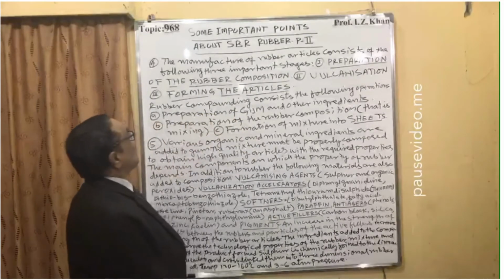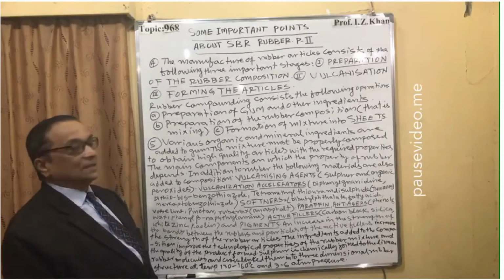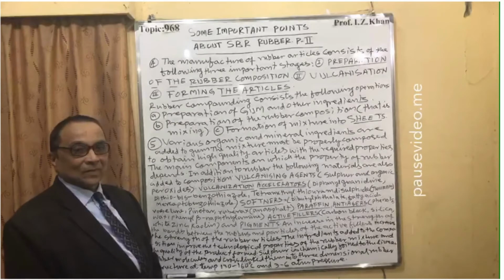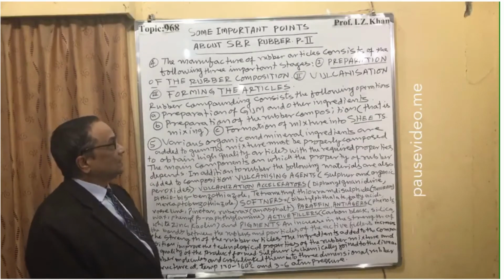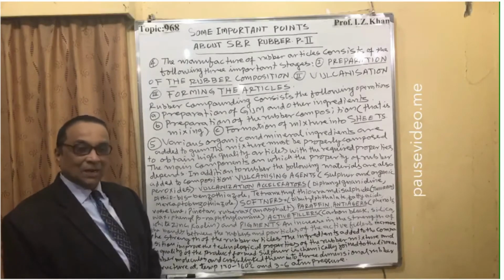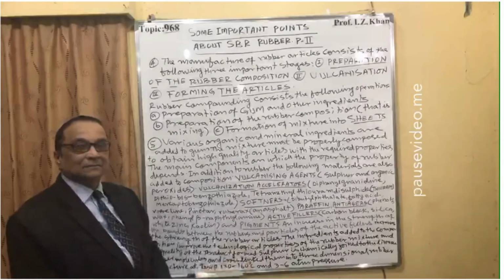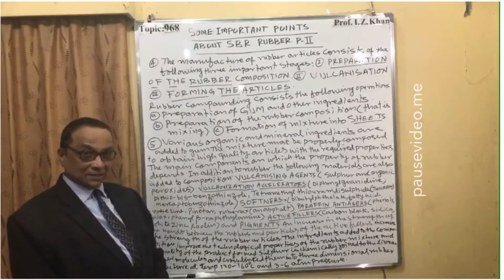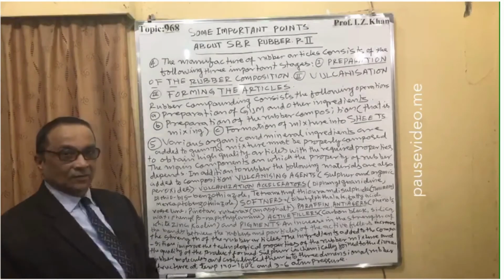So number 4, the manufacture of rubber articles consists of the following 3 important stages. First stage is the preparation of the rubber composition. Second stage is vulcanization. And third one is forming the articles. These 3 are very important stages. The preparation of composition is where you are going to add different types of chemicals which are mentioned here. And then the vulcanization, means sulfur and some other substituents. And the third one is forming the article, finally.